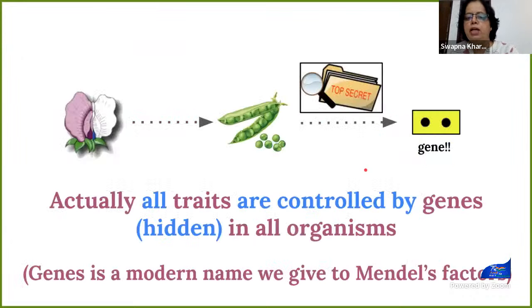Now that we have moved on, we have changed the name. We don't call factors factors anymore; we call them genes. So hereafter, we will not use the word factor, we will use the word genes. What he concluded is that each trait you saw, whether purple or white colored petals, or all the traits in the seed that we discussed yesterday, is controlled by a pair of genes. These are the ones that we don't see; we only see their effect. So all traits are controlled by genes which are hidden from us.